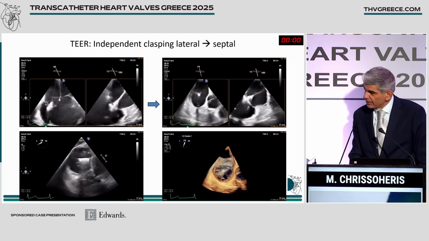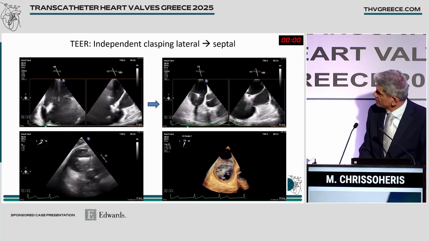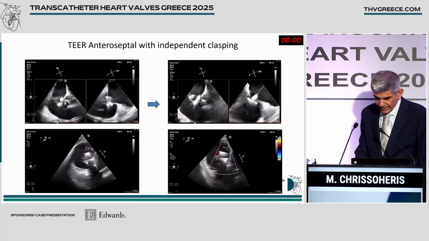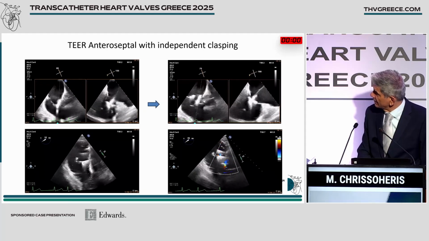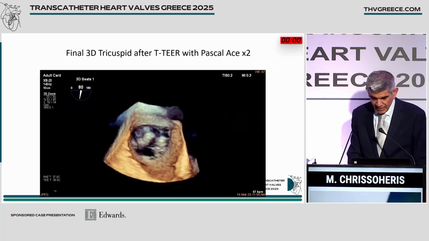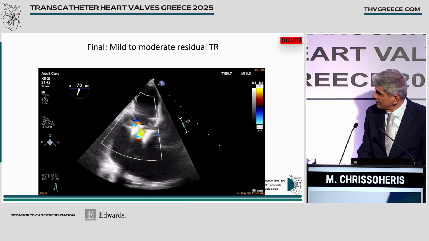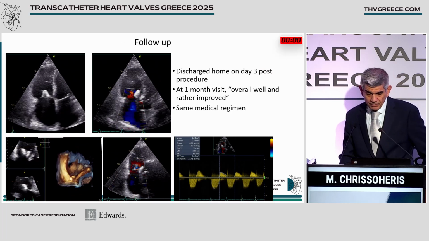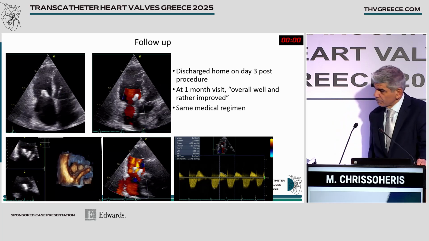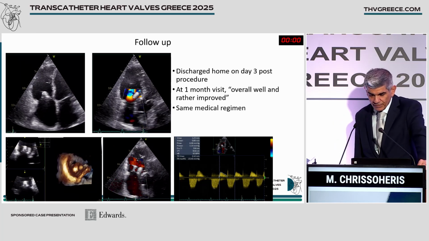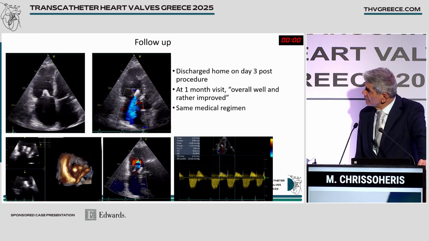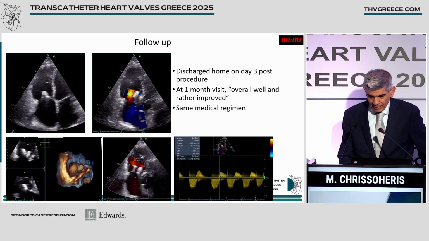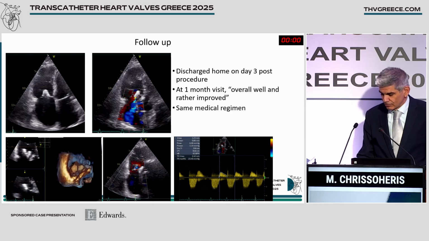And with that, just to summarize, this is the first device, how we clasp independently both leaflets in the posterior septal area. And then this is the second device, again clasping independently both leaflets. This is the final result in 3D. The patient did very well and was discharged home 3 days post. At the one month visit, the patient was doing fairly well. These are the images that we had at that point. And with that, I would like to thank you for your attention.